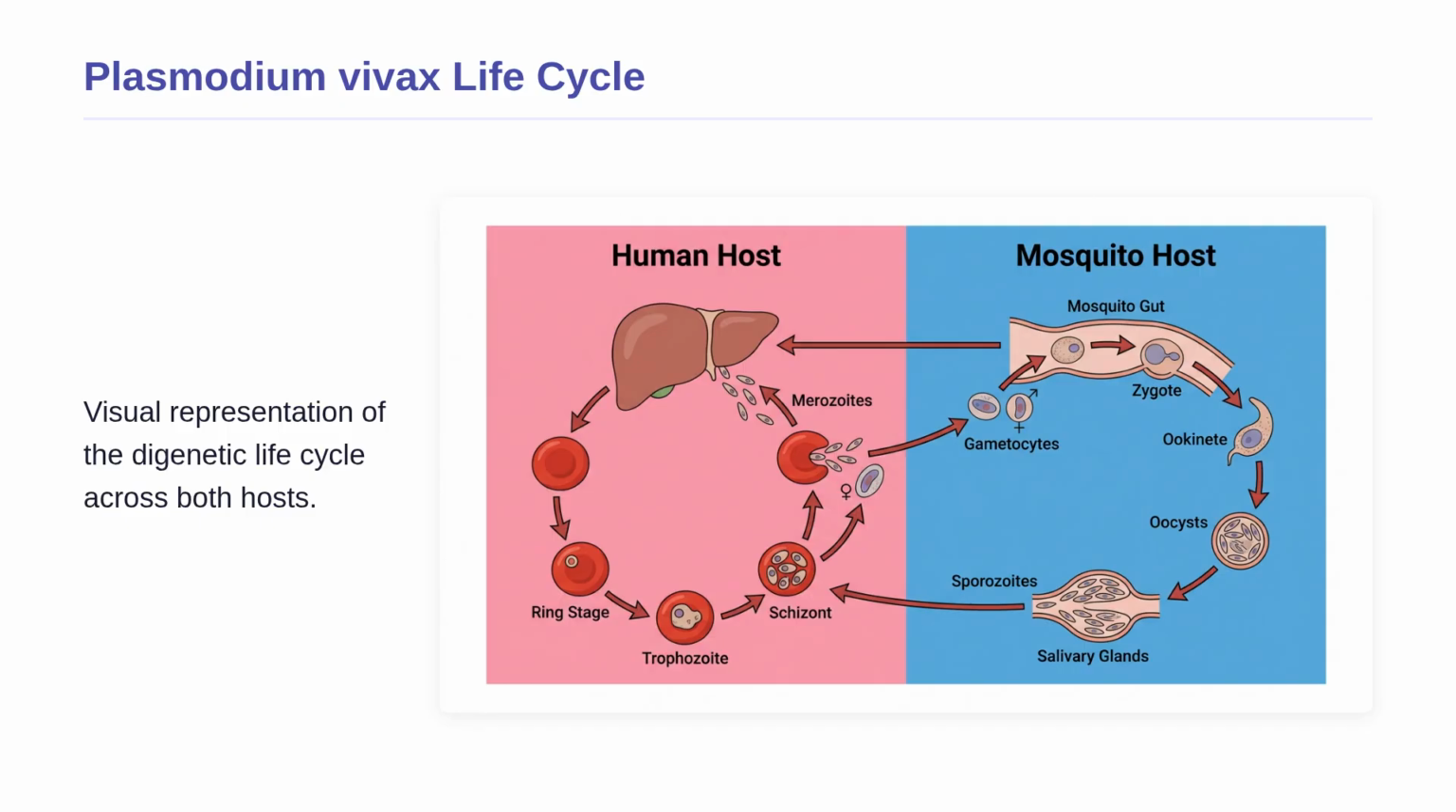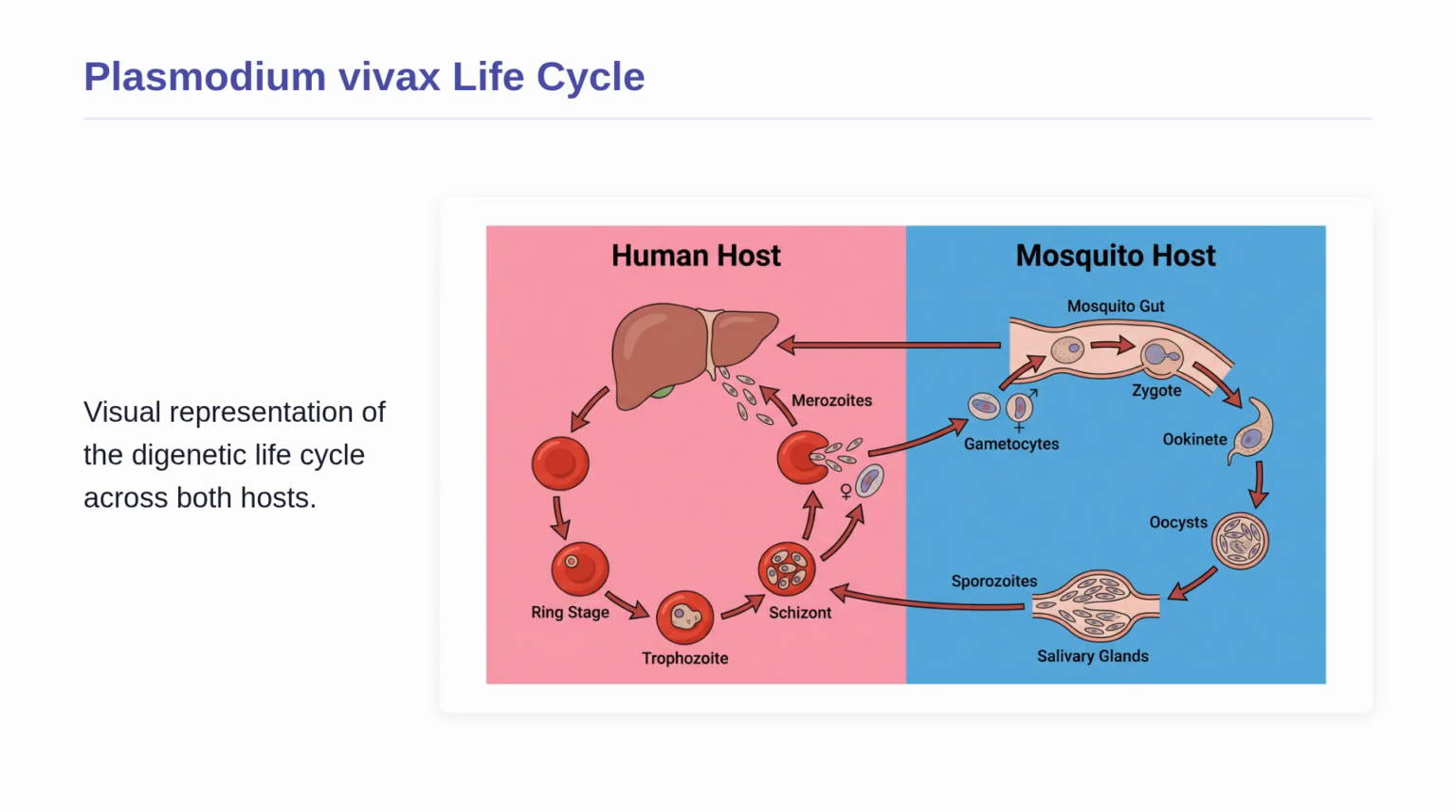Now that we have proven the mathematical timeline, let us visualize the entire biological process. On the screen is a detailed schematic of the Plasmodium vivax life cycle. Notice how it is split perfectly down the middle. On the left, in the human host, you can see the parasites multiplying in the liver and then bursting from the red blood cells in a continuous loop.